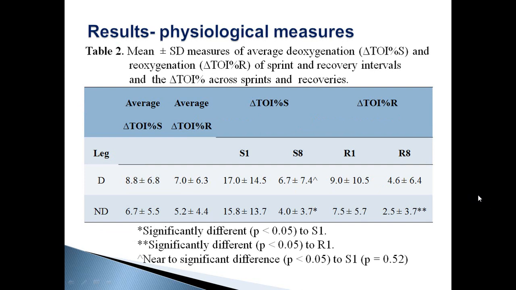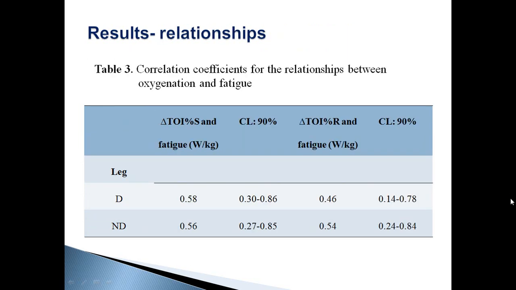Again, there was no difference in physiological measures of muscle oxygenation in either the dominant or non-dominant leg. There was a significant or near to significant decrease in oxygenation across sprints in both dominant and non-dominant legs, and a significant difference in oxygenation during recoveries in the non-dominant leg, but not the dominant leg. There was no significant relationship between oxygenation and fatigue for either leg.